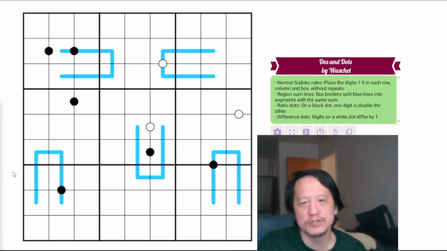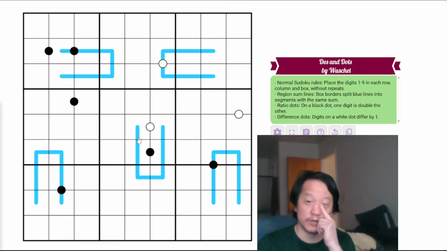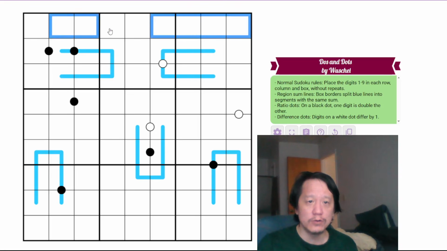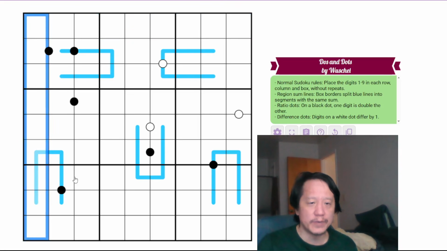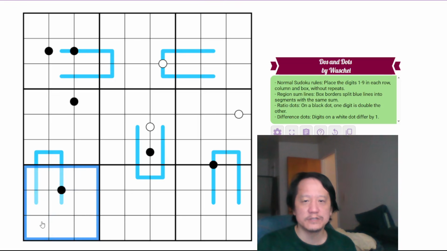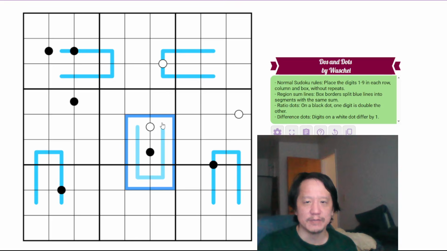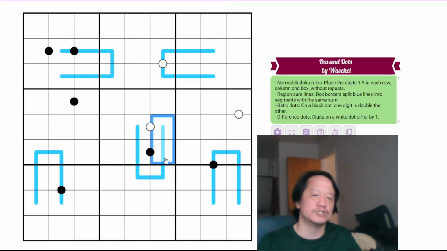We have normal Sudoku rules, where we need to place the digits 1 through 9 in each row, column, and box without repeats. We have region sum lines, where box borders split blue lines into segments with the same sum. So, for example, this is a segment because it's split by the box borders. So is this, and so is this. So the sum of these two digits must equal the sum of these two digits, which must equal the sum of these two digits.